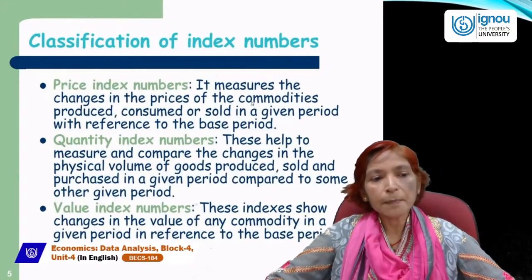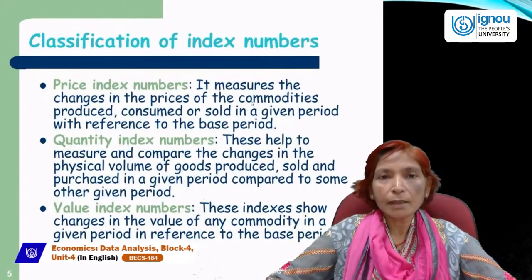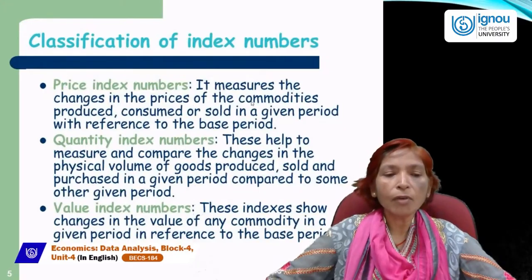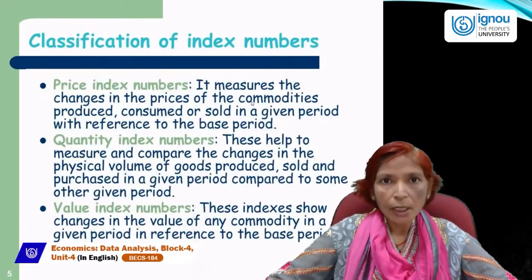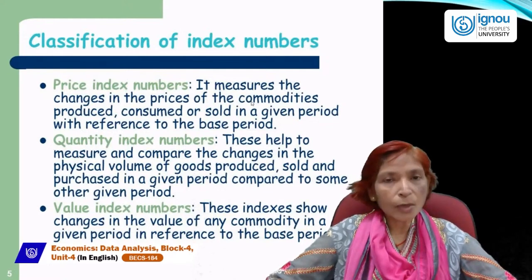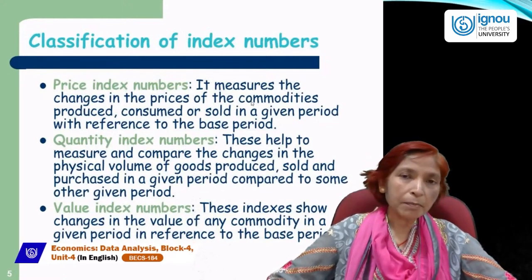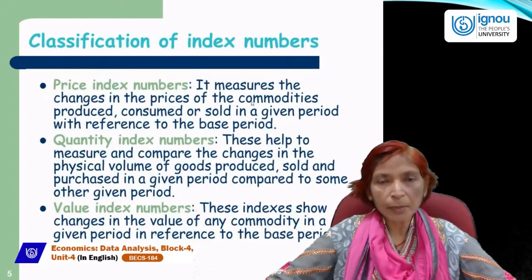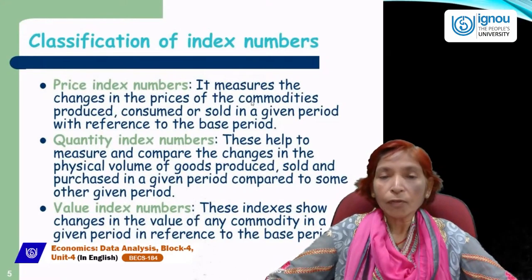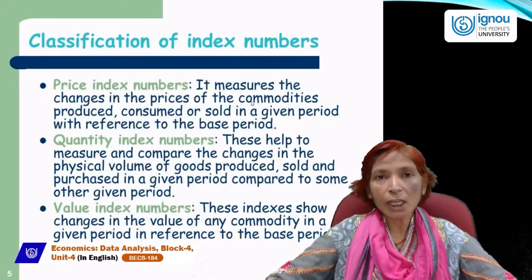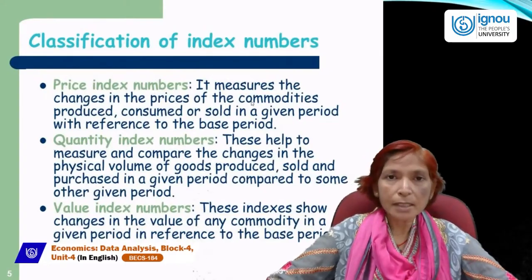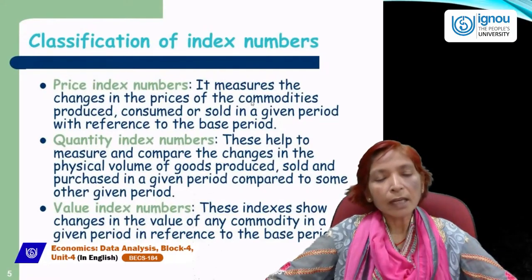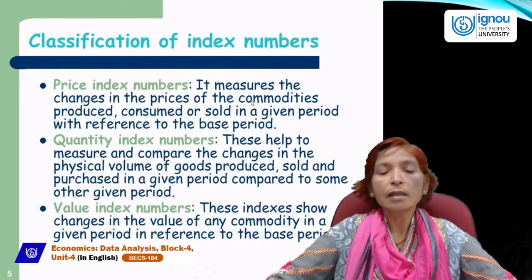Quantity index numbers help us to measure and compare the changes in the physical volume of goods produced. It is clear by its name, quantity. It means how much quantity the producer has produced. If we want to compare how much quantity is produced at present and how much was produced in a previous time period, and estimate the relative change in quantity of the commodity, then we can use this quantity index number.